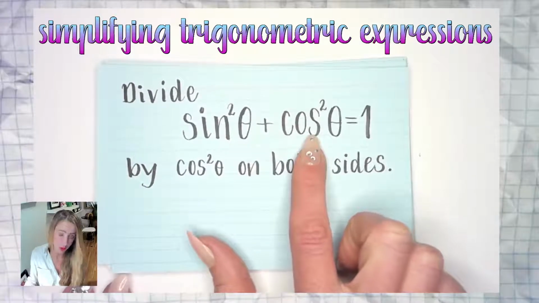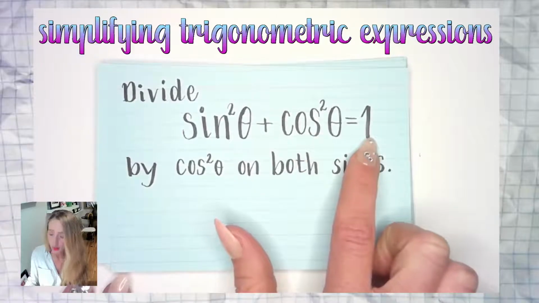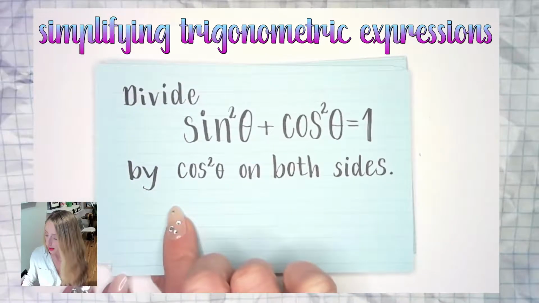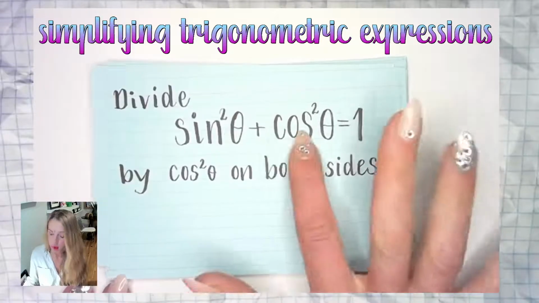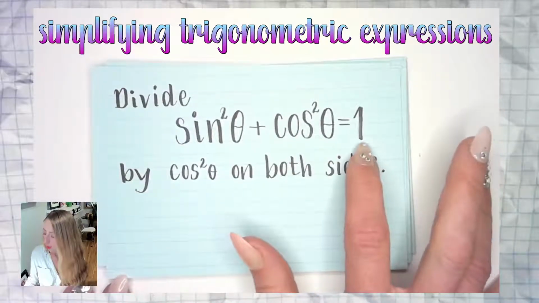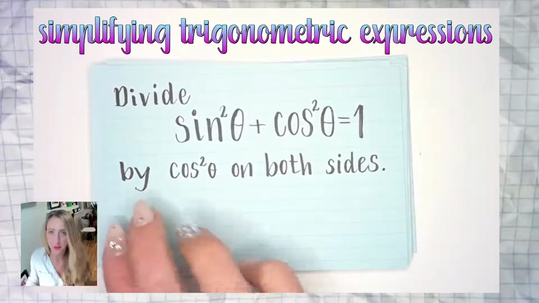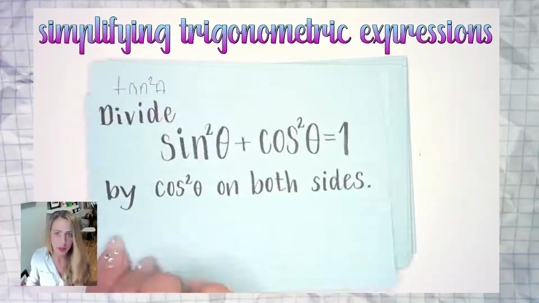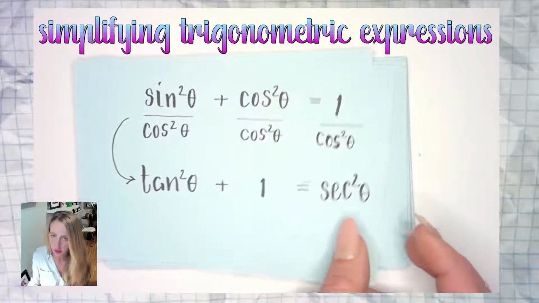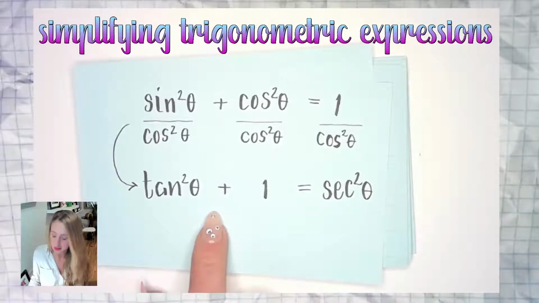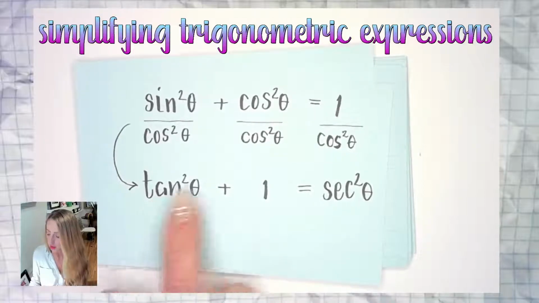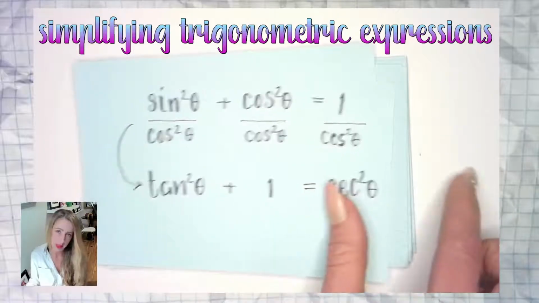Then what is cosine squared theta divided by cosine squared theta? And what is 1 also divided by cosine squared theta? Obviously here, anything divided by itself equals 1. And 1 over cosine squared theta, you should be able to figure out using the reciprocal identities. Here I worked it out, and that would give us one of our three classic Pythagorean identities: tangent squared theta plus 1 equals secant squared theta.